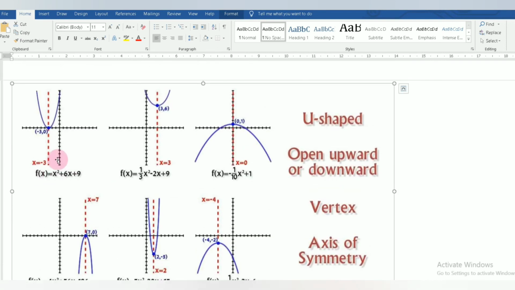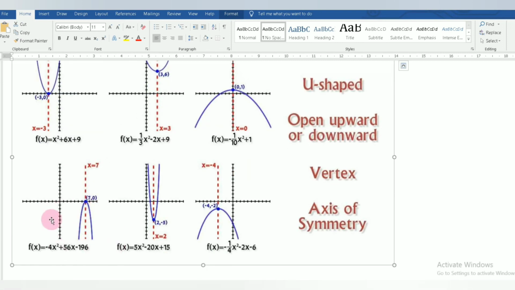Okay, in these functions, by referring to the graph, we can see that this one has only one x-intercept, this one has no x-intercept, and this one has two x-intercepts. And this one has one x-intercept, this one has two x-intercepts, and this one has no x-intercept. If you want to check it yourself by finding the discriminant, that's good.